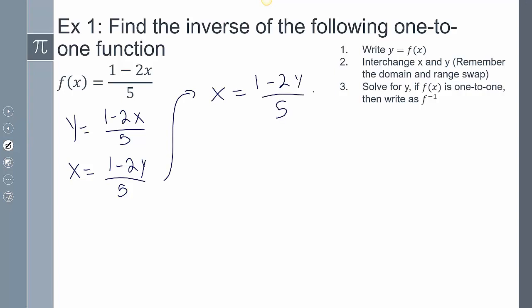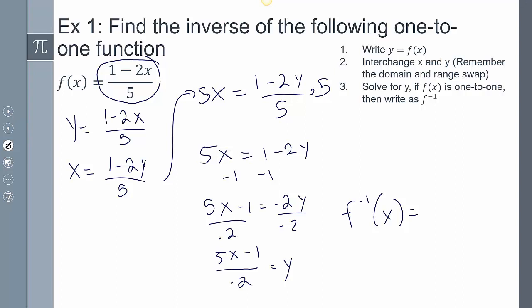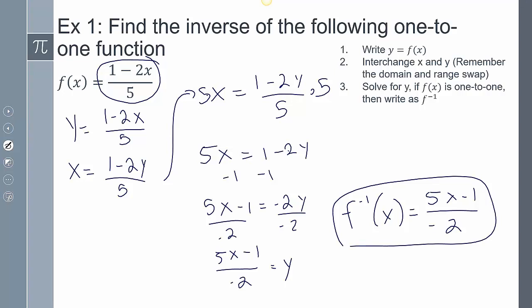This process of getting y by itself: you multiply both sides by 5. Then I get 5x equals 1 minus 2y, minus 1 on both sides, and divide both sides by negative 2. Now, this is a one-to-one function. It's established in the beginning that it's already a one-to-one function. Because of that, I can write the inverse of my f function as 5x minus 1 over negative 2. You could also write this as negative 5x plus 1 over 2, if you distributed the negative through.